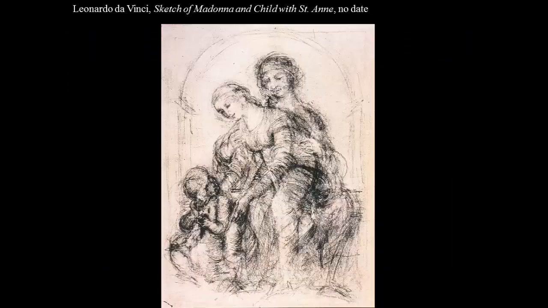So one composition that we see Leonardo returning to over and over again is the Madonna and Child with St. Anne. It seems to be this problem that he couldn't quite solve, that he was interested in finding various approaches to how to harmonize 3 figures, 2 adults and a baby, and showing them in an intimate type of pose.